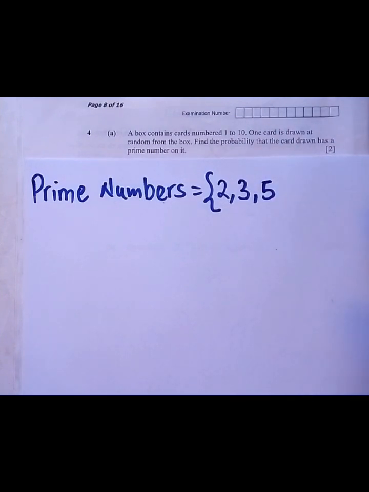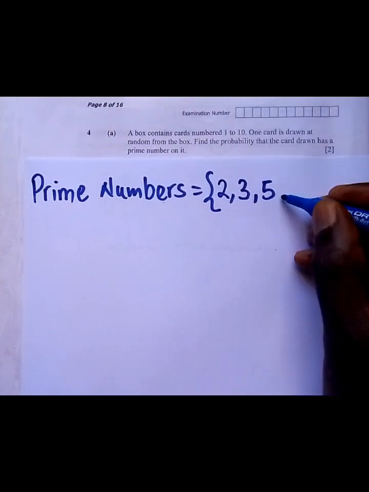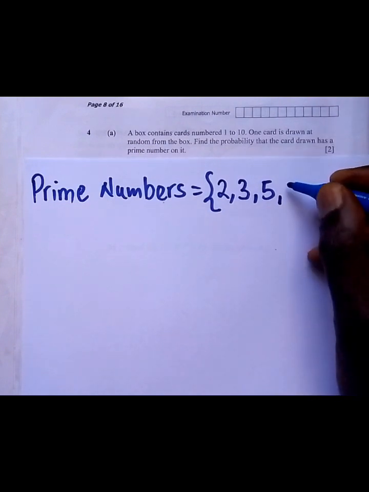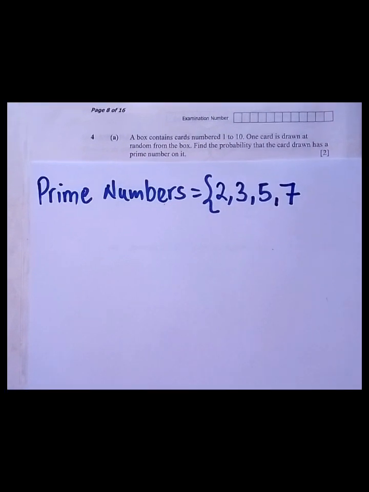So 4 can divide 1, 2, and 4 itself. So it has more than 2 factors. 6 is not a prime number. It has more than 2 factors. 7 is a prime number. Only 1 and 7 can go into 7. About 8. 8 is not a prime number because it has got more than 2 factors. 1, 2, 4, and 8 can go into 8. 9 is not a prime number, including also 10. 10 is not a prime number because those numbers have got more than 2 factors.